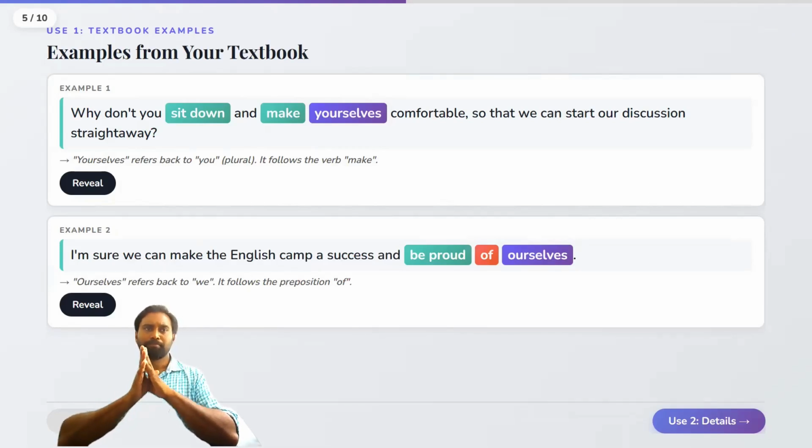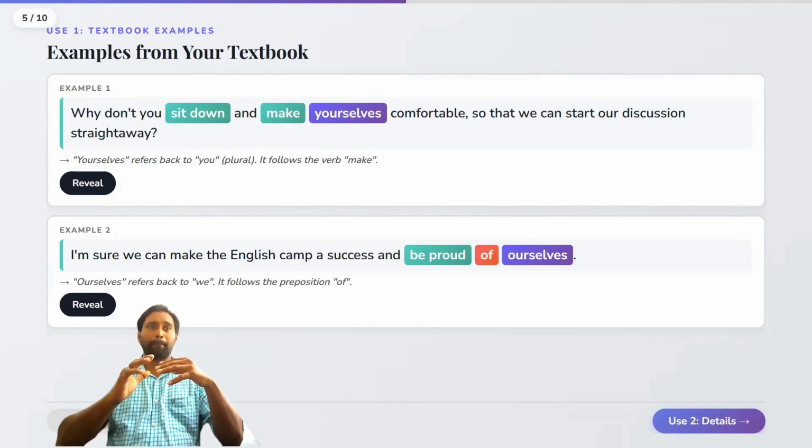Right. I'm sure we can make the English camp a success and be proud of ourselves. In this sentence, the subject is we. The reflexive pronoun is ourselves. Look at the position. Where can you see the reflexive pronoun?